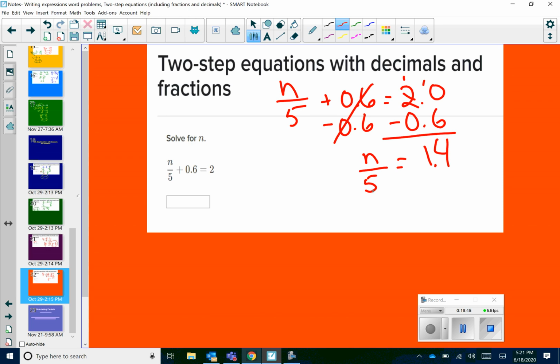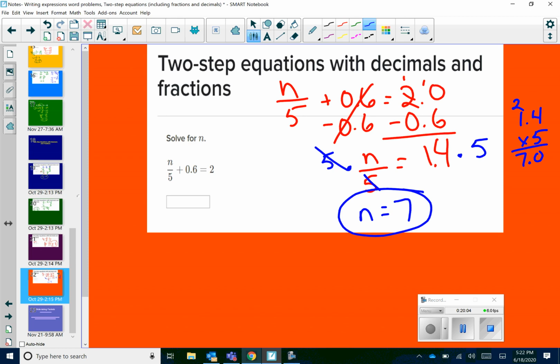Well, to get rid of my 5, since this is division, we are going to multiply. What we do to one side, we do to the other, and then just off to the side, I'm going to set up my multiplication problem. Scoot my decimal one place. So that means n is going to equal 7.